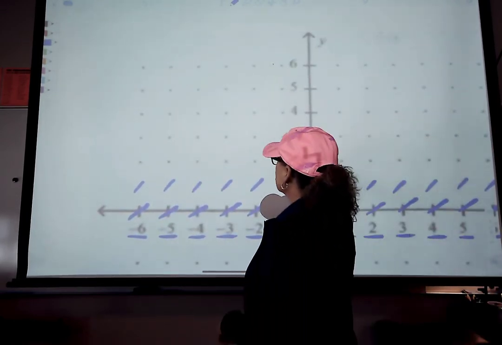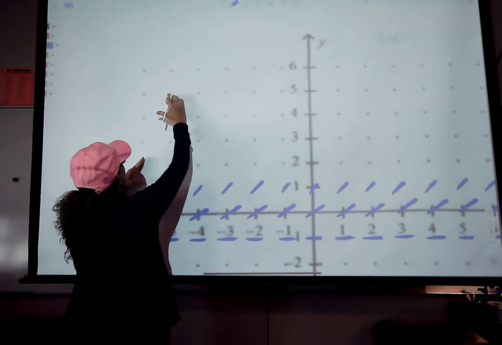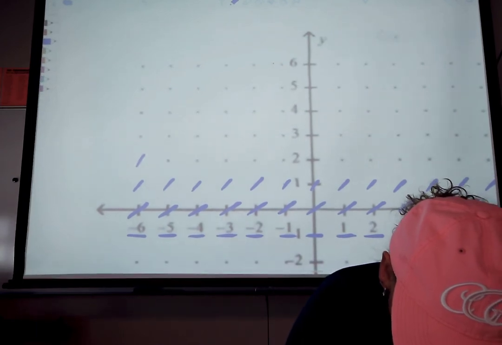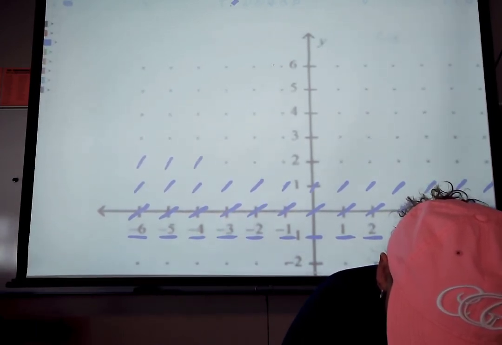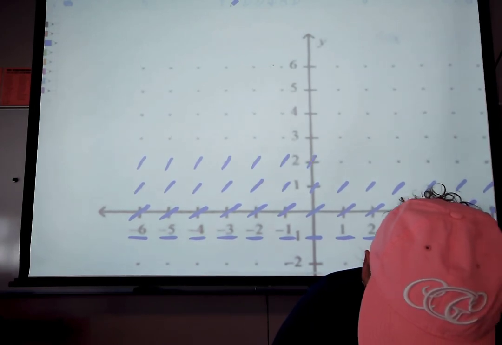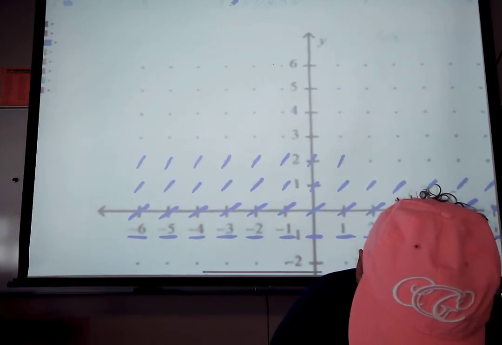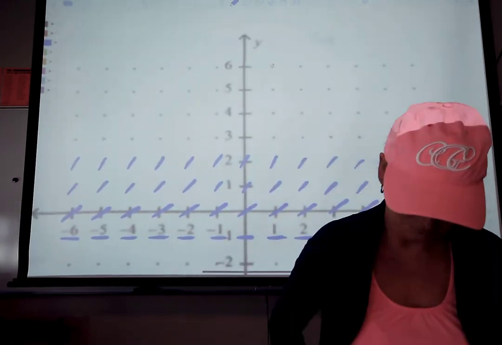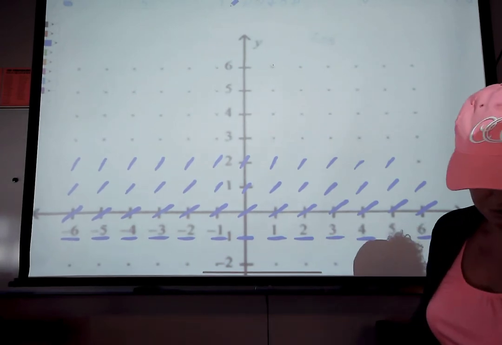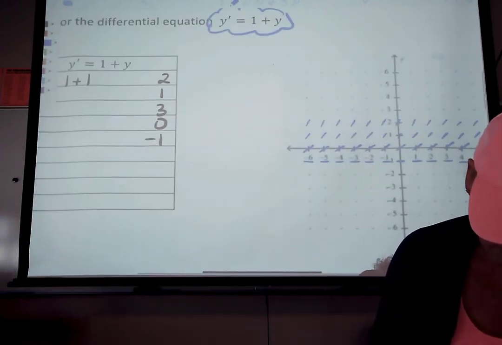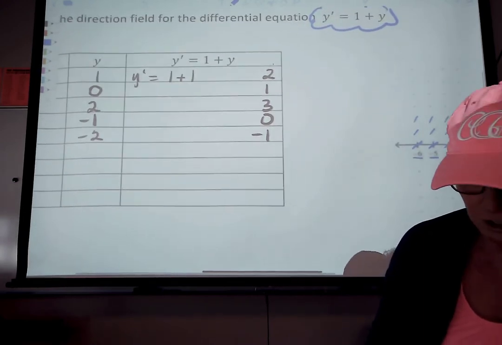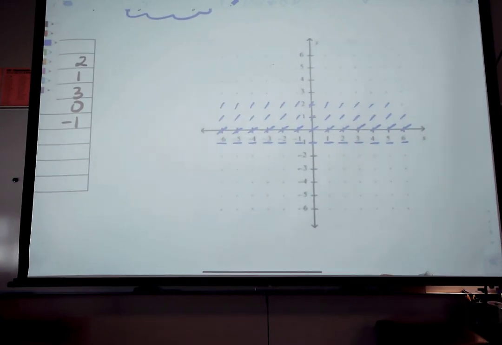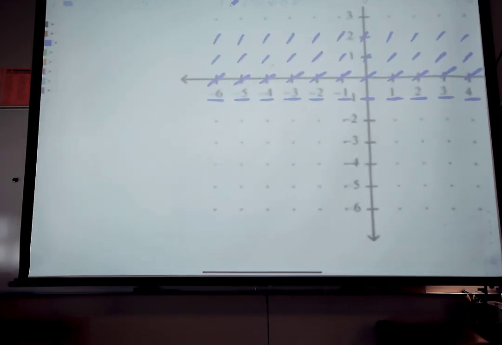And when y is 2, the slope is 3. Aim for the diagonal that's 3 up. One, two, three, 4. I've done 4 of them. And how about when y is negative 2, slope is negative 1? I haven't done that one yet. When y is negative 2, slope is negative 1. There we go.